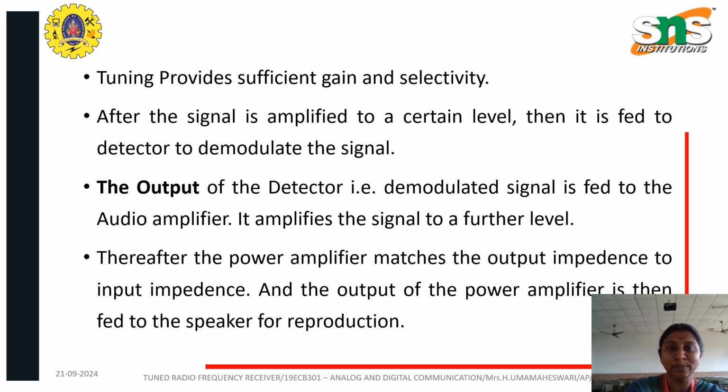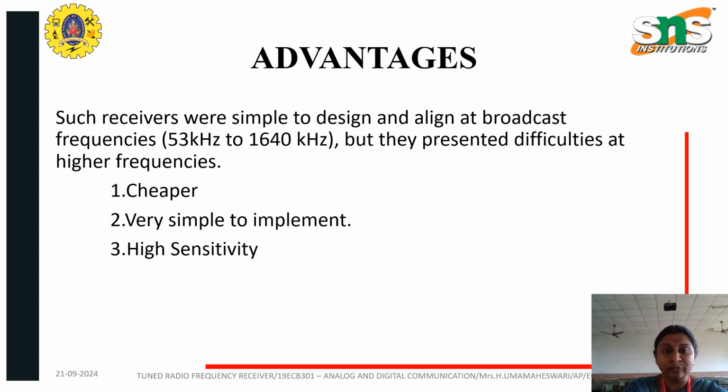After the signal is amplified to a certain level, it is fed to a detector to demodulate the signal. The output of the detector, that is the demodulated signal, is fed to the audio amplifier, which amplifies the signal to a further level. Thereafter, the power amplifier matches the output impedance to the input impedance, and the output of the power amplifier is then fed to the speaker for the reproduction.